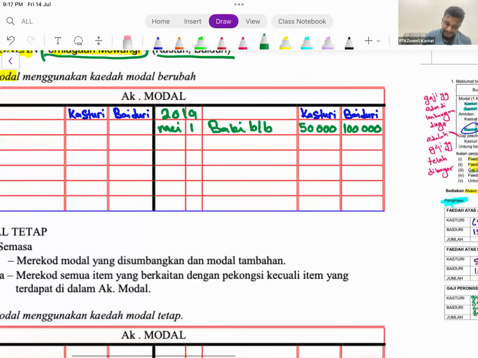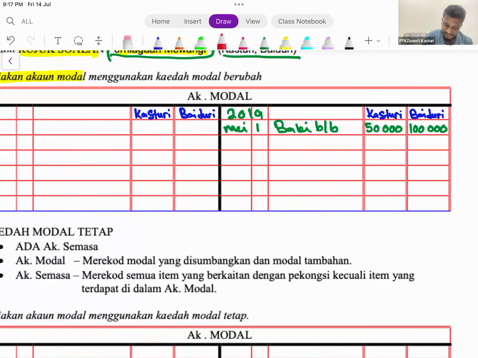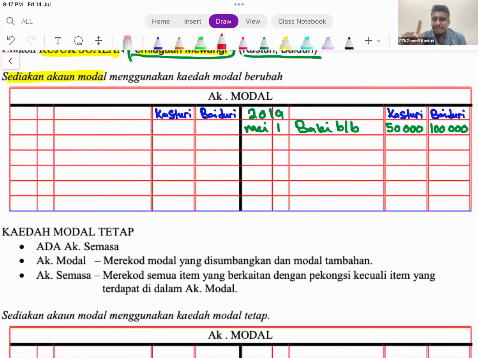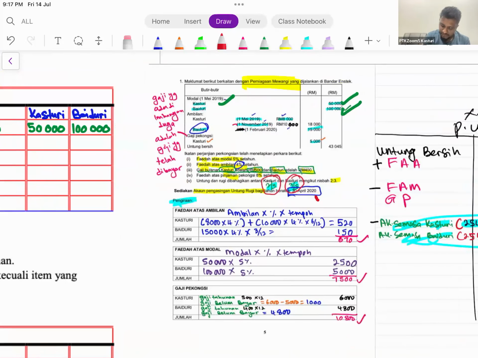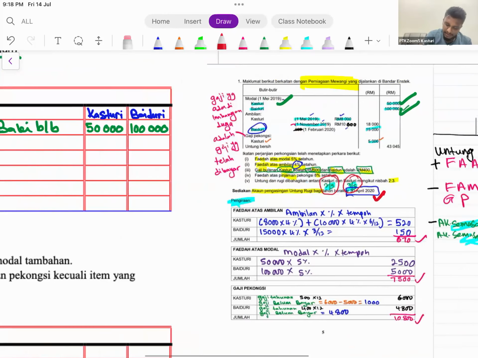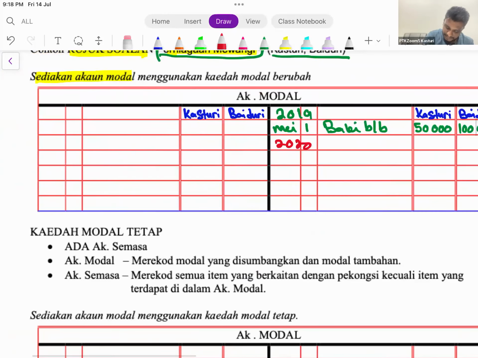Okay. Lepas tu, normally Baki Bibi will be the first day. Other than Baki Bibi will be last day. So once you write the Baki Bibi, you can write the last day for all the account. Your last day is follow the question here. 30 April 2020. So I write here 2020 April 30. Baki Bibi will be the first day. Other than Baki Bibi will be last day. Can?